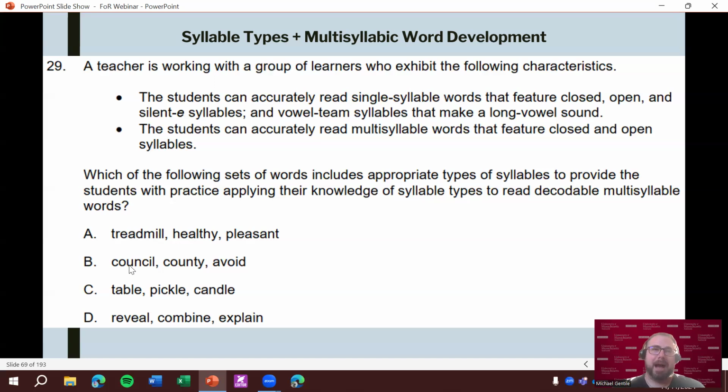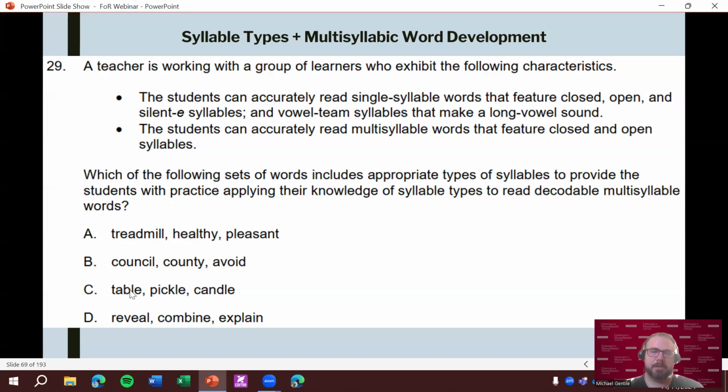OW says ow. That's that vowel diphthong that we haven't done yet, right? Ow is not a long vowel sound. Ow and oi, those are the vowel diphthongs. Those are not long vowel sounds. We haven't taught those students yet. So we're not going to do that.